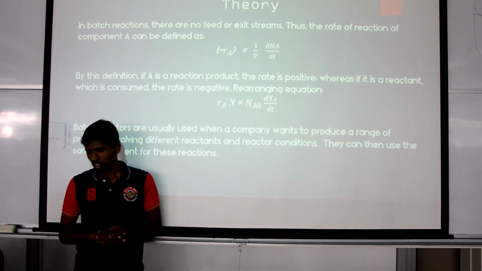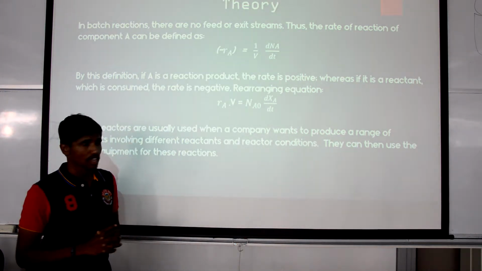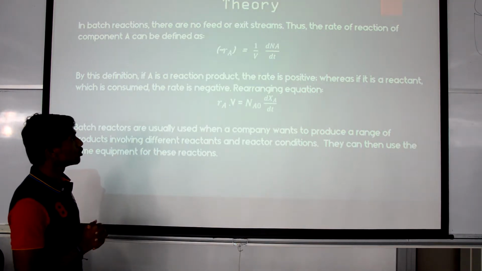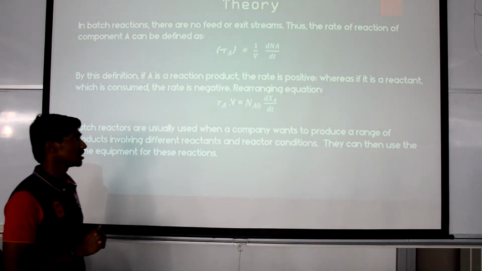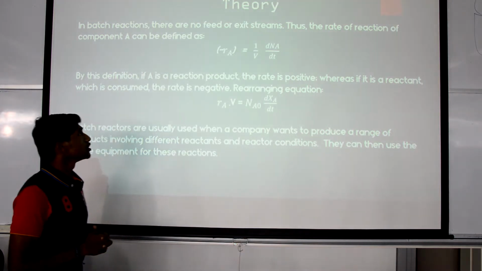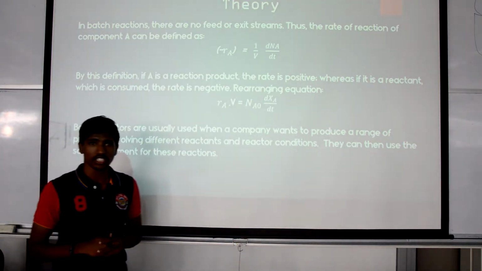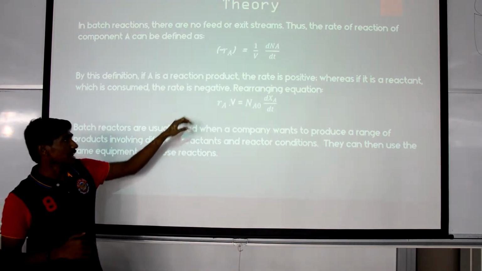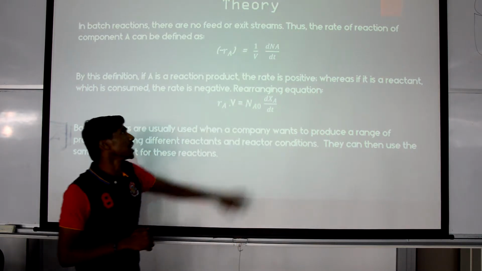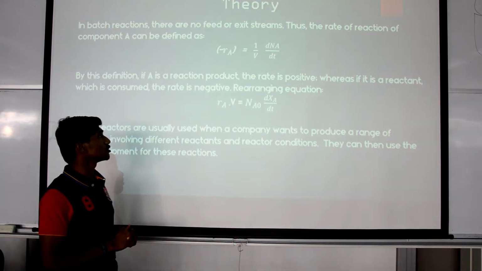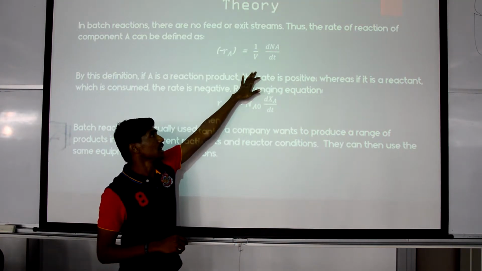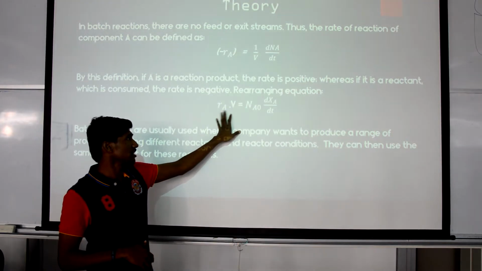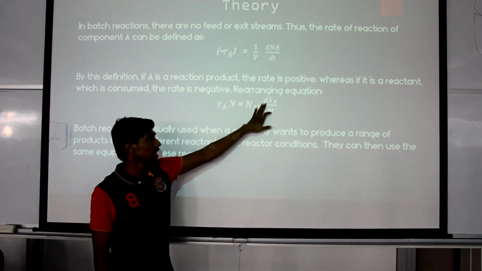Next, now I'll talk about the theory of this experiment. As you can see here, in the first part of this slide, I've mentioned that there's no feed or exit stream for batch reactors because it's not a continuous flow. So therefore, from the general mole balance equation, in minus out plus generation equals accumulation, we will get this equation here, whereby the generation equals the rate of reaction times V, and the accumulation is dNA over dt. So rearranging the equation, we get rate of reaction times volume equals NA0 dX over dt.